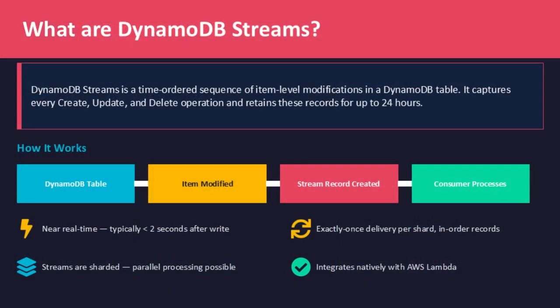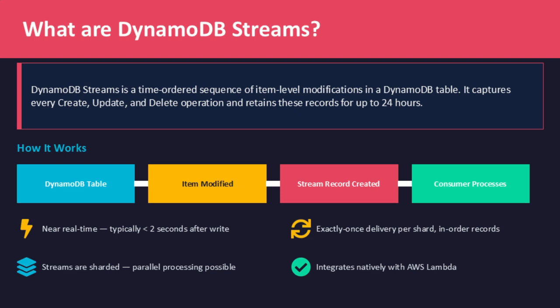Alright, so what's a DynamoDB stream? A DynamoDB stream is a time-ordered log of every item-level change that happens in your DynamoDB table. Every time you insert, update or delete any item, DynamoDB writes a record of the change to the stream. Think of it like a change log or a transaction log for your table. And these records are retained for 24 hours.